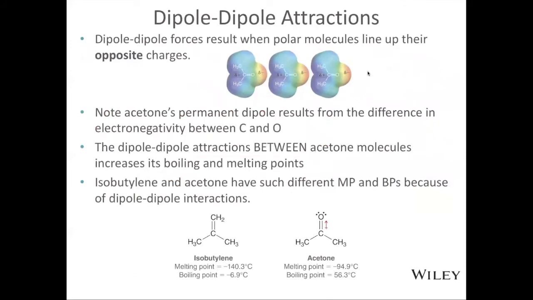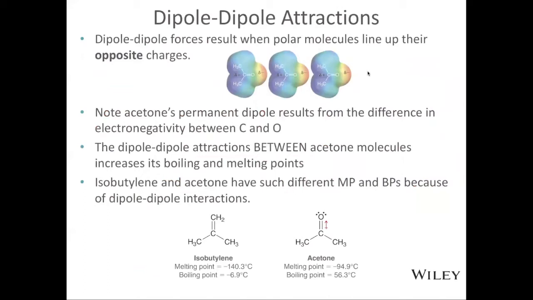The second on our list is dipole-dipole interactions. And this is a molecule that has two atoms next to each other in the molecule that have different electronegativities. And so this now is not a temporary one, this is a permanent one.